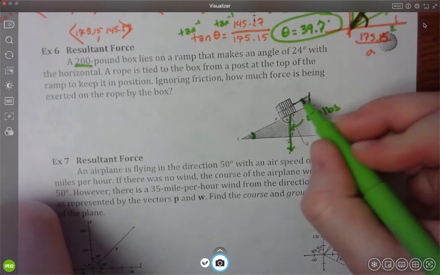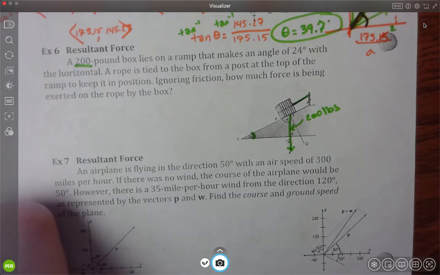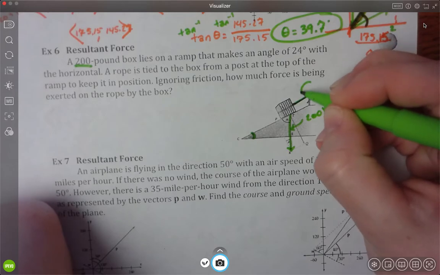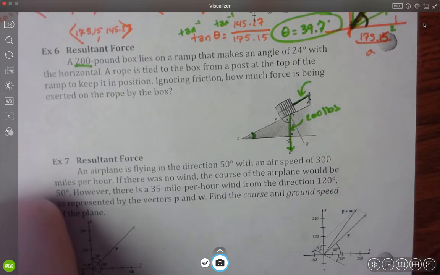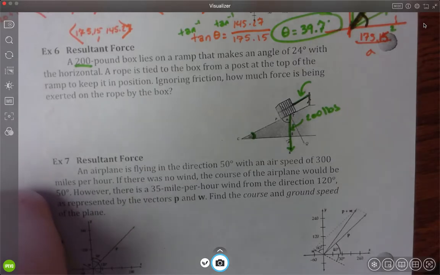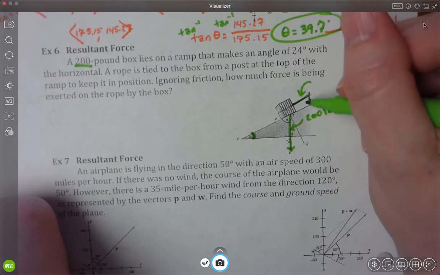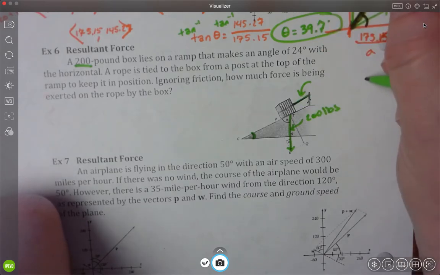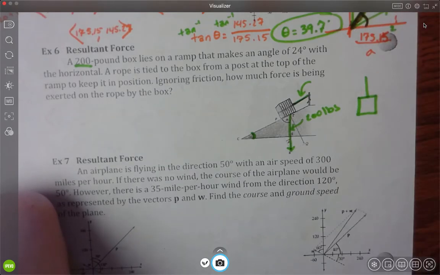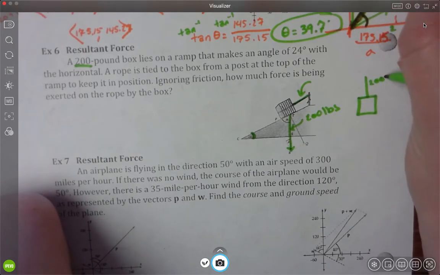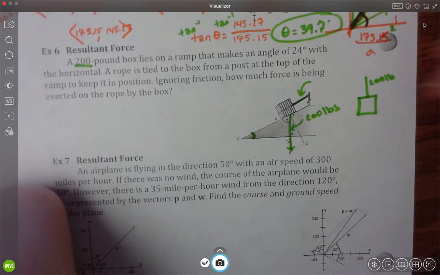So this guy right here, they want to know, ignoring friction, how much force is being exerted on the rope. Okay, so basically how much weight does it feel like that rope is supporting, right? Because he's inclined a little bit, he's not going to be supporting all 200 pounds. If the rope was tied here and the box was suspended straight up in the air, you betcha that rope is holding 200 pounds of weight. But since he's on a ramp here, he's going to be supporting a little bit less than that 200 pounds, okay?